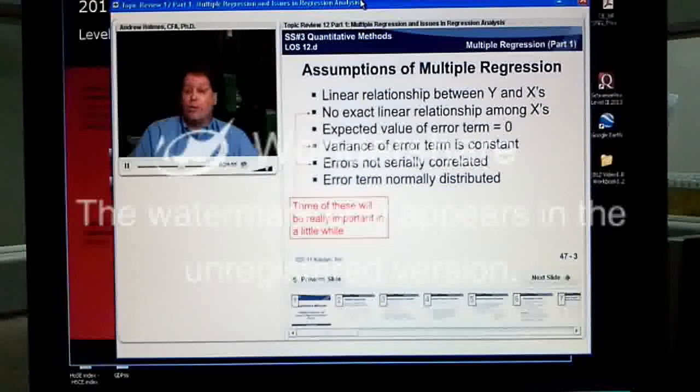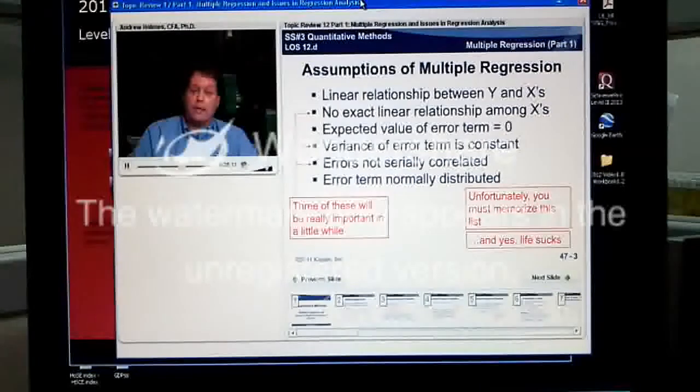But I think that's actually a big deal here in this multiple regression reading in the quant methods material. So you do have to memorize this list. If I were the emperor of the world, I wouldn't make you memorize lists for the CFA exam, but these questions do show up, so yes, unfortunately you do have to memorize it. And in case you're wondering, yes, life does suck.